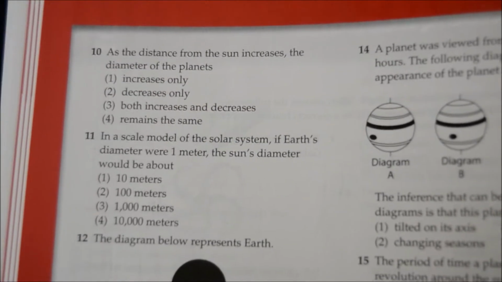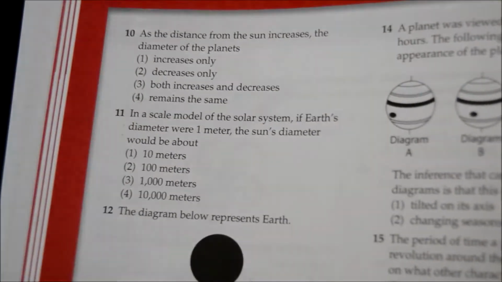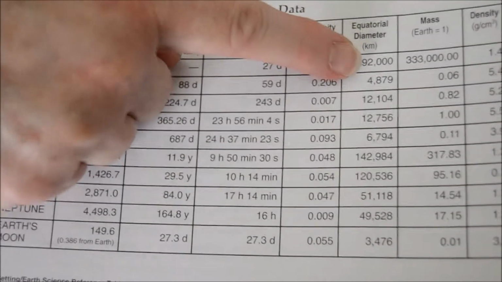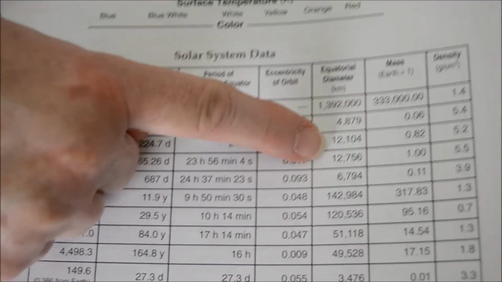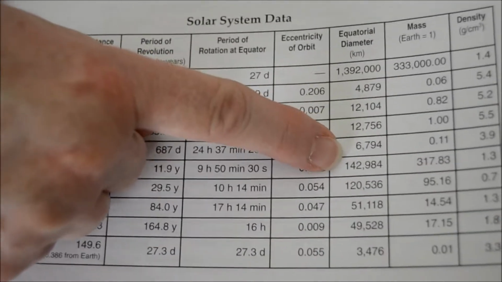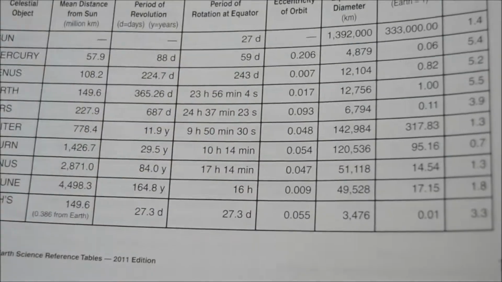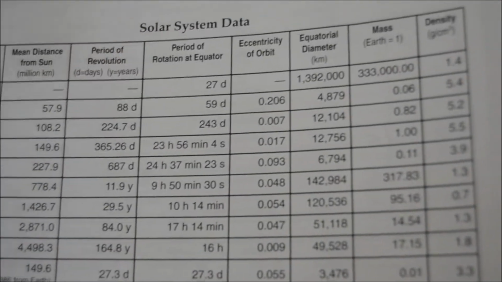Number 10, as the distance from the sun increases, the diameter of the planets. So we know that closest is Mercury if I'm looking at diameter. So it's getting larger, it's about the same, gets smaller, much larger, smaller, much smaller, about the same. So it's going to both increase and decrease.